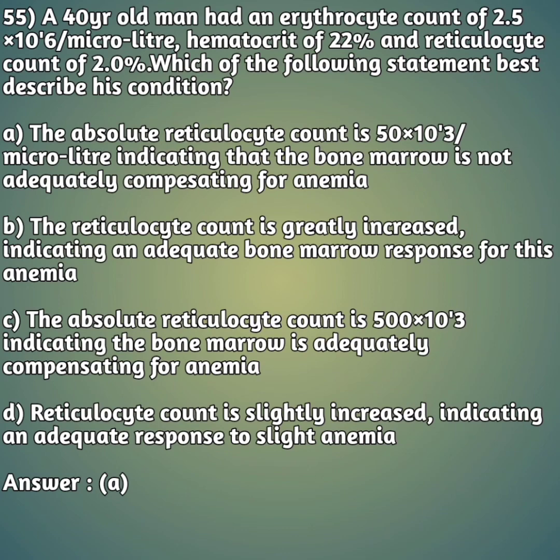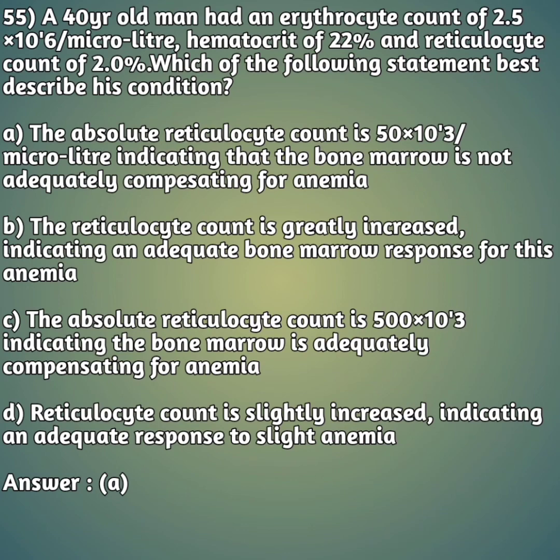A 40-year-old man had an erythrocyte count of 2.5 × 10^6 per microliter, hematocrit of 22%, and a reticulocyte count of 0.2%. So which of the following statements best describes his condition? It's a case study type question. A 40-year-old man with an erythrocyte count of 2.5 × 10^6 per microliter, hematocrit 22%, and reticulocyte count 0.2%. So which of the following statements can best describe this?